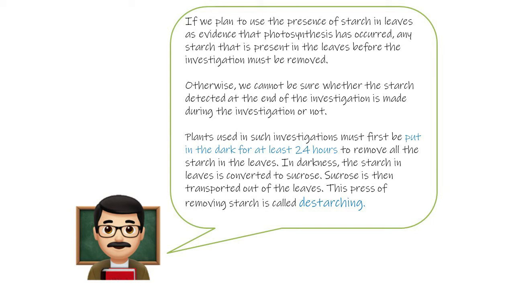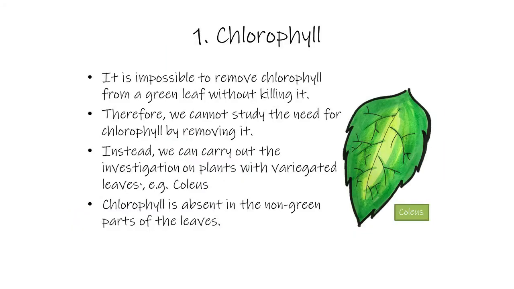In the darkness, the starch in leaves is converted to sucrose. Sucrose is then transported out of the leaves. This process of removing starch is called destarching. After destarching, we can investigate if chlorophyll is required for photosynthesis. It is impossible to remove chlorophyll from a green leaf without killing it. Therefore, we cannot study the need for chlorophyll by removing it.